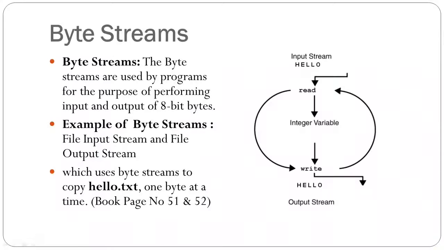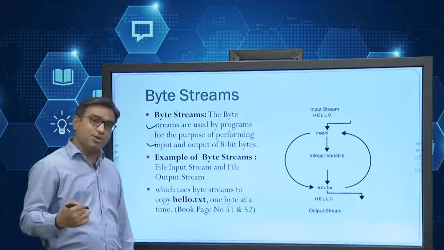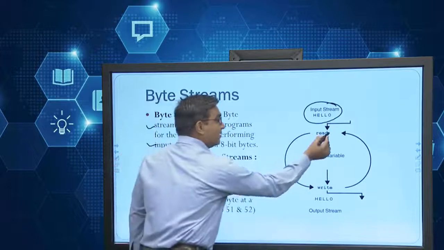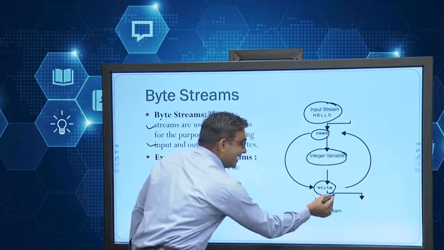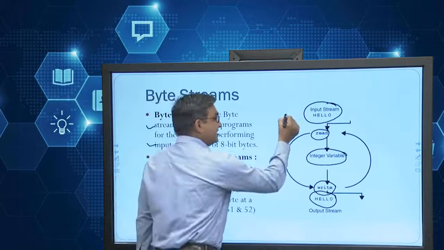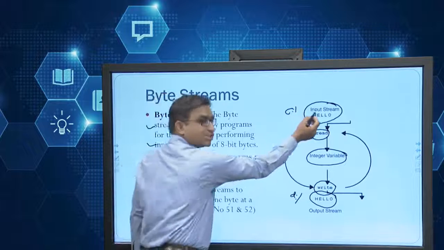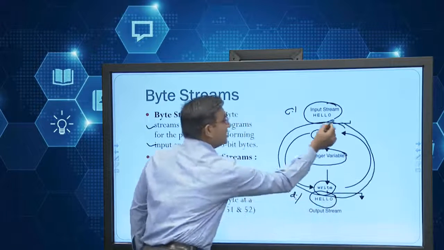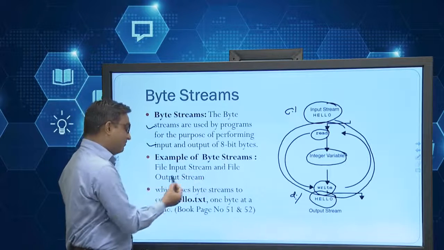Now, what is a byte stream? A byte stream is used in your program for the purpose of input and output operations. As I told you in the previous slides, I have an input operation: a hello file, read the data, convert it into an integer value, write it, and the data is again stored as hello. So this is my C drive file, this is my D drive file. This is my input stream, this is my output stream, and this full operation can be performed through my Java code, using the example of byte stream, FileInputStream and FileOutputStream.